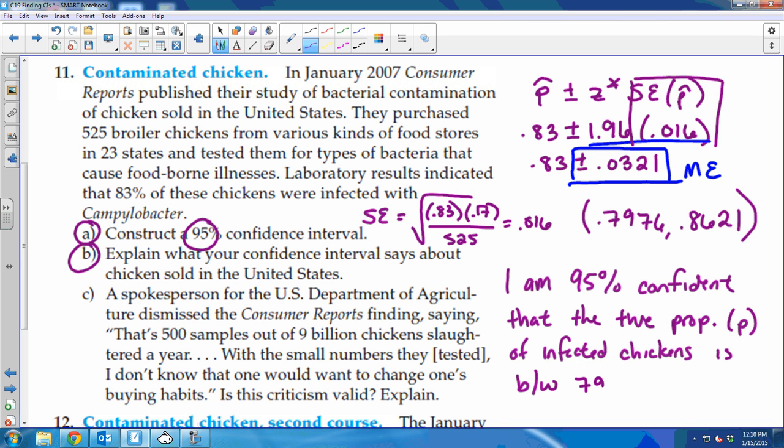79.7% and 86.2%. There you go. I interpreted the interval and explained what it said. If I wanted to make it better, I could say that the true proportion of infected chickens sold in the United States, but I got the infected chicken. I just took my interval and changed it into percentages. I took the 0.83 and added the margin of error and subtracted the margin of error.